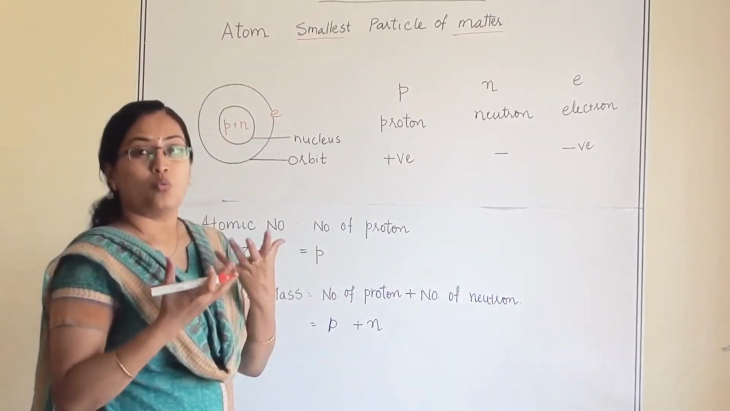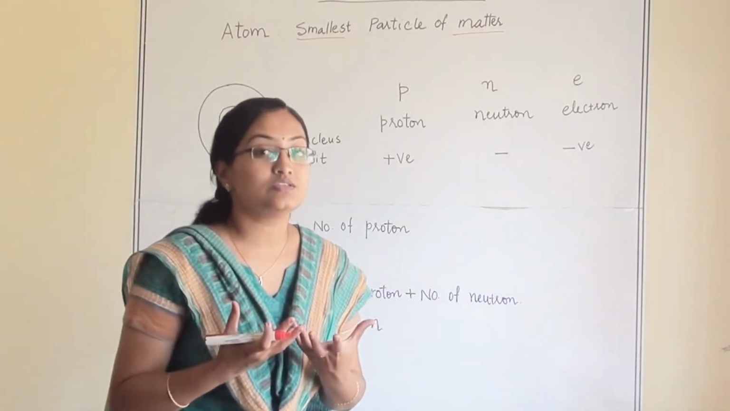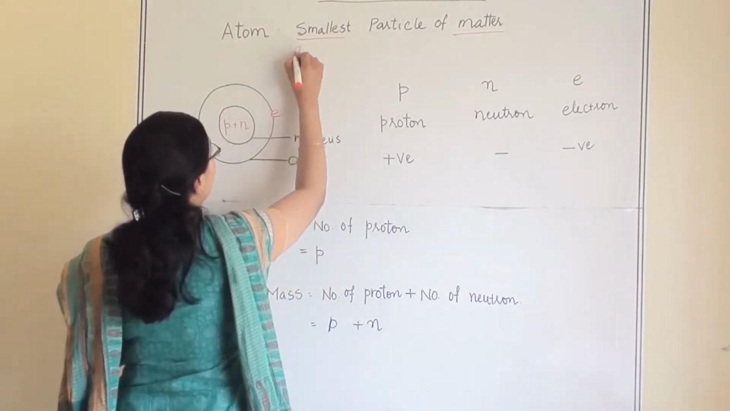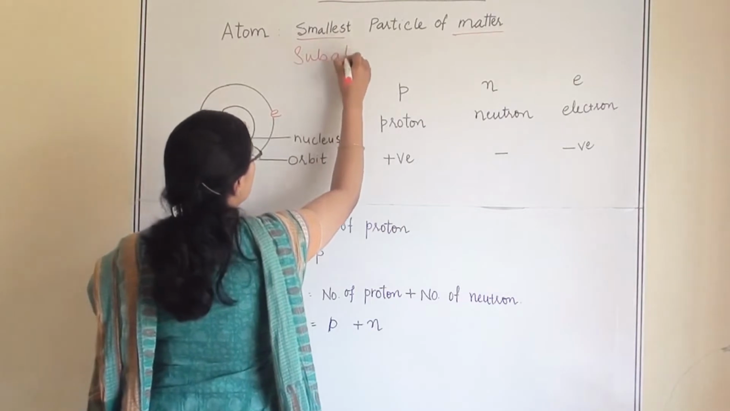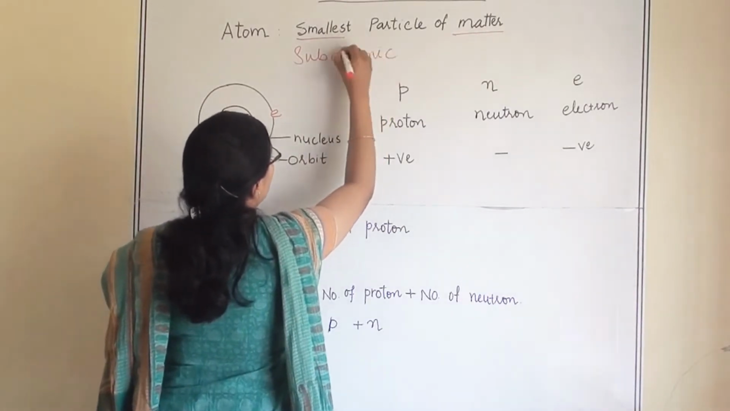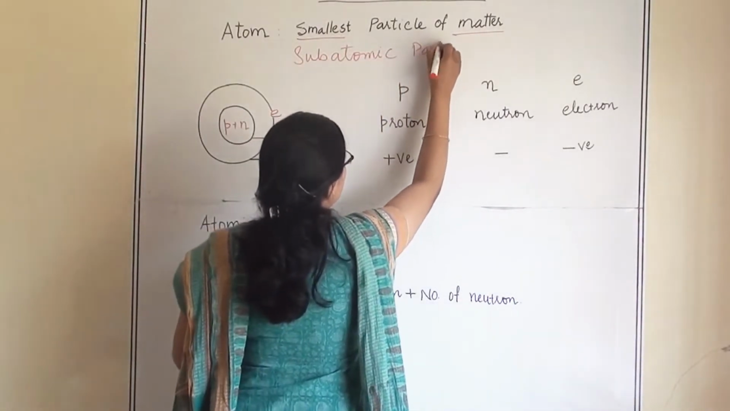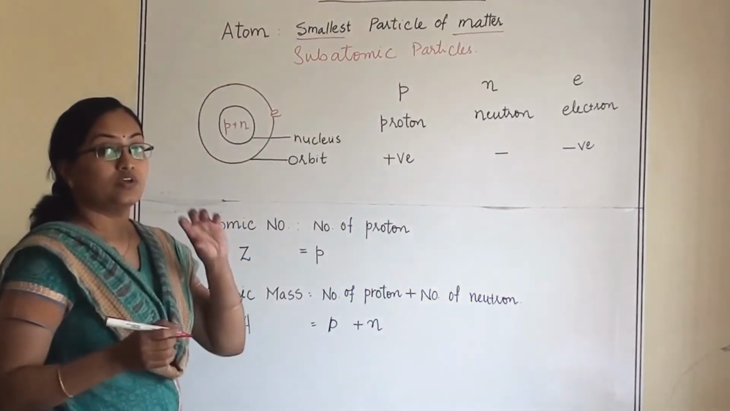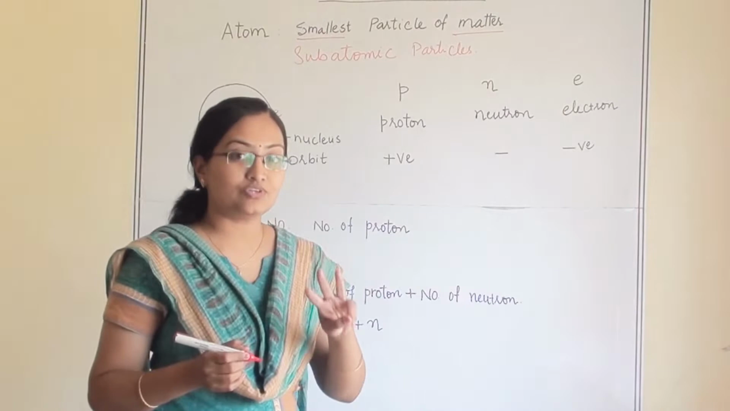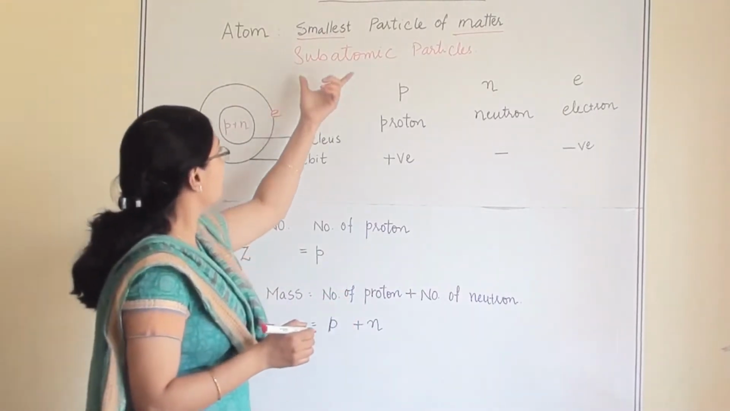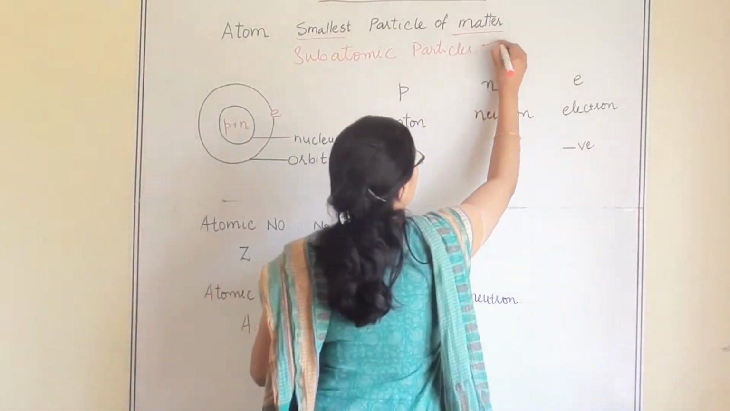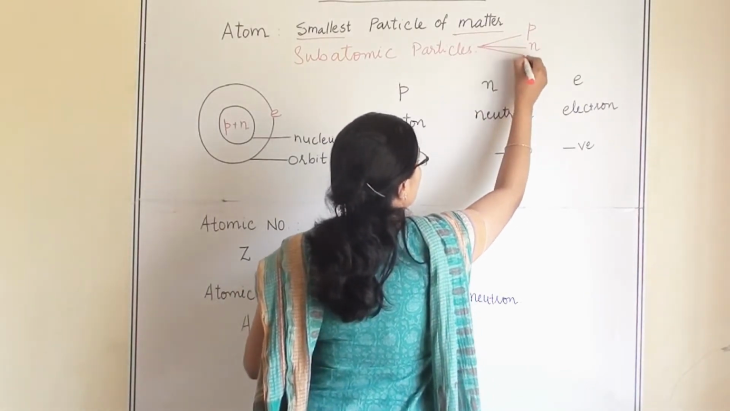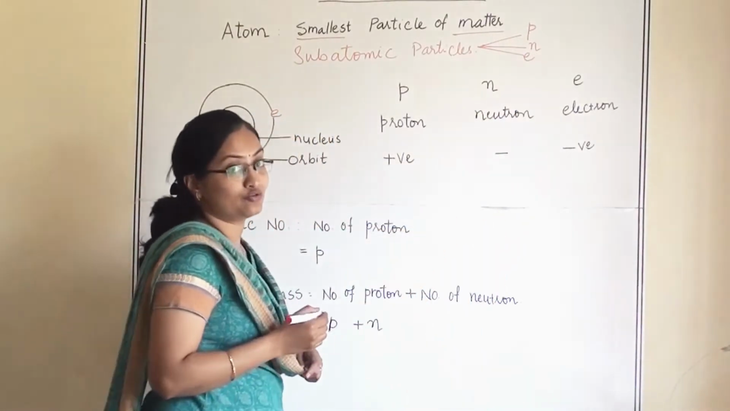So what does this atom consist of? It has 3 subatomic particles. Within the atom there are 3 particles, that's why we call them subatomic particles. First is proton, second is neutron, and third one is electron.